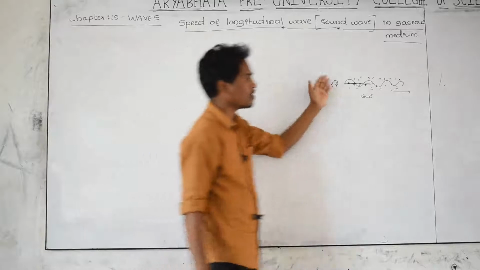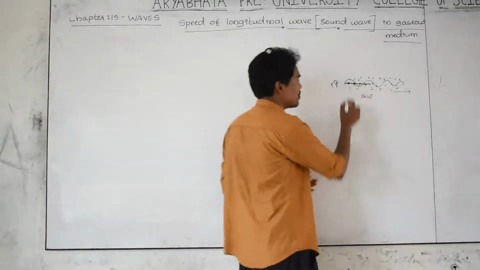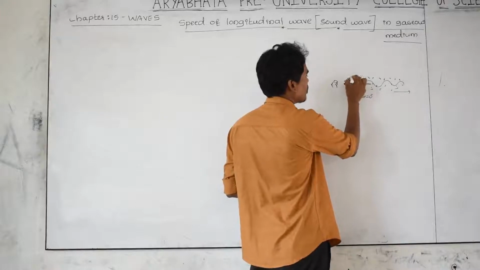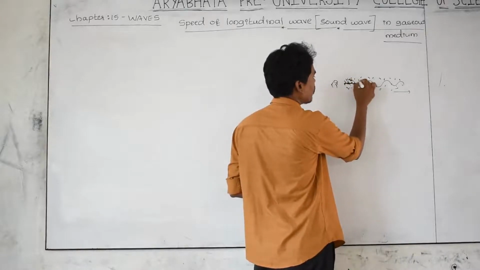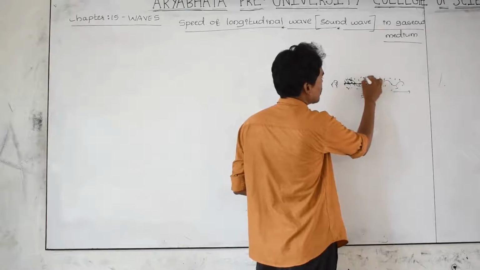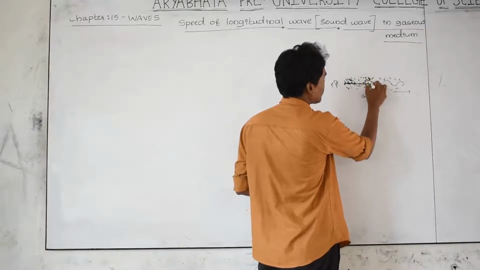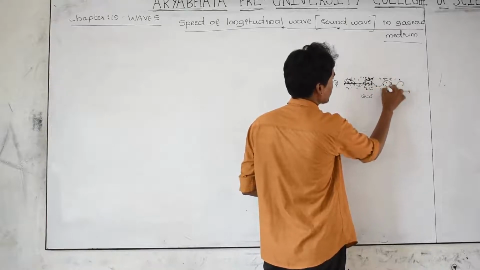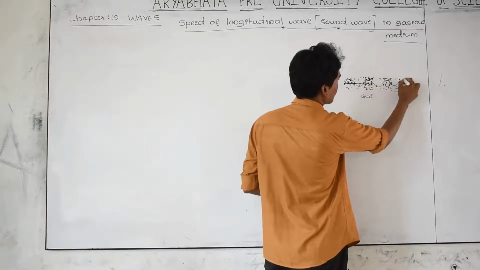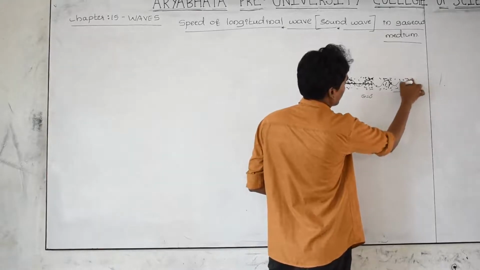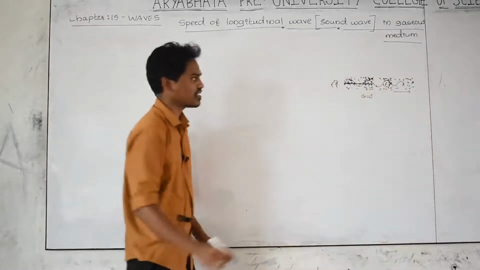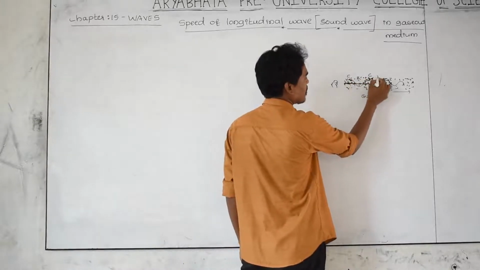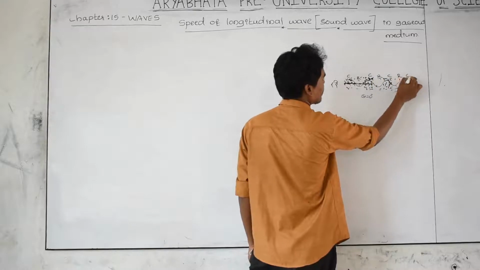How are the air particles moving? In some regions they create more pressure, in some regions low pressure, again high pressure and again low pressure. Like this, the air particles move in the forward direction. You know very well these are called compression and rarefaction, compression, rarefaction, compression.